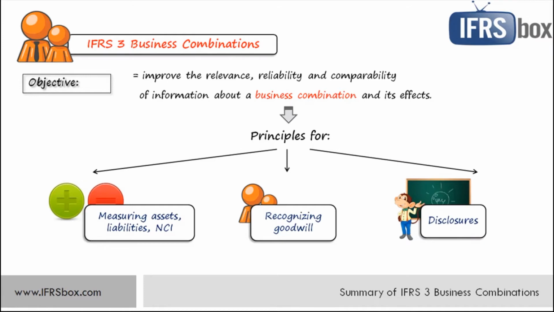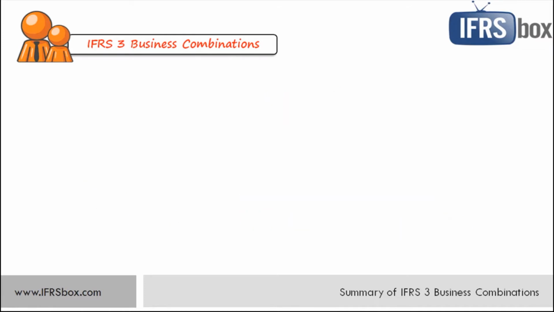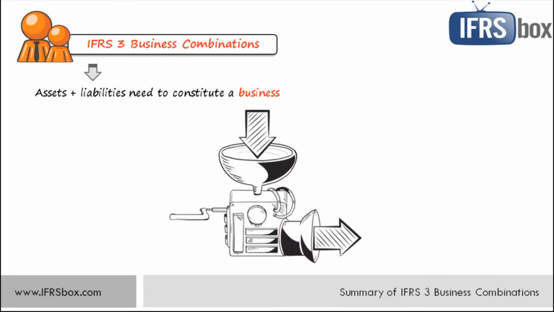Well, first of all, let me tell you that in order to account for a business combination, assets and liabilities acquired need to constitute a business. Otherwise, it's not a business combination, and an investor needs to account for the transaction in line with some other IFRS standard. The guidance in IFRS 3 says that the business can be acquired in many different ways, and it needs to contain three basic elements to be a business.